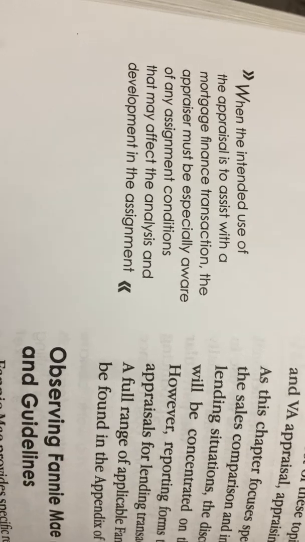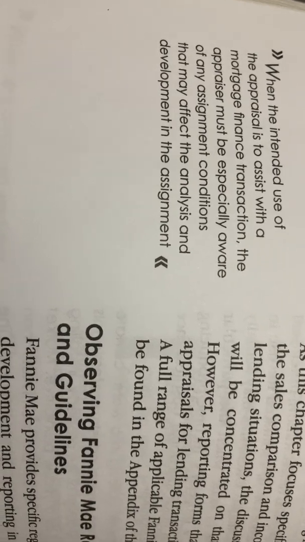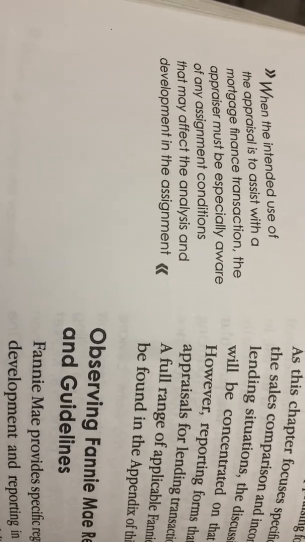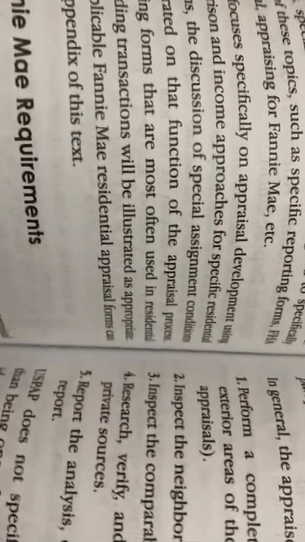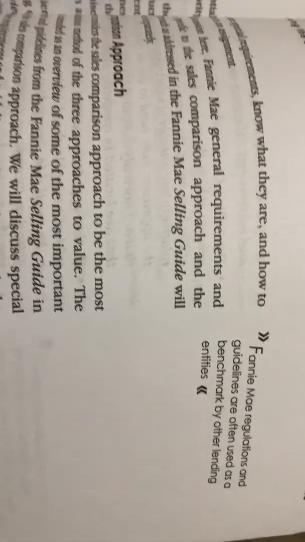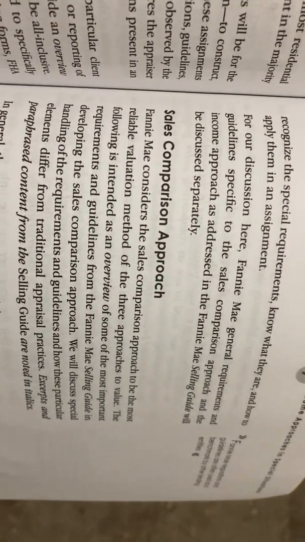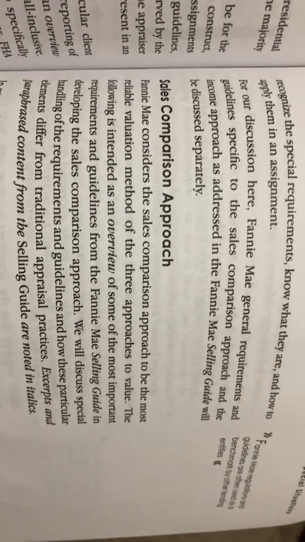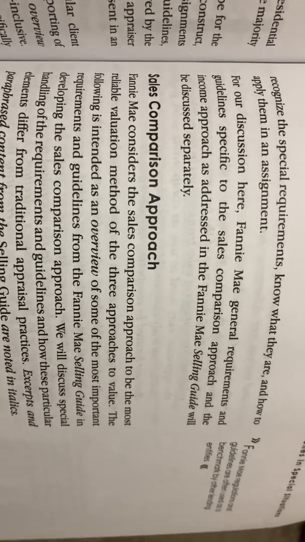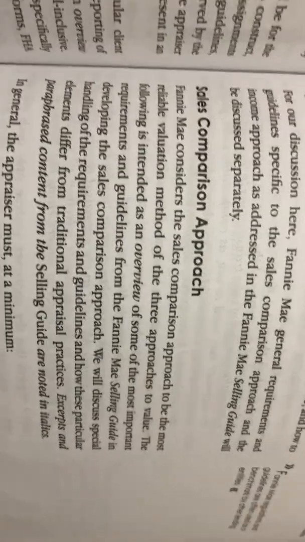When the intended use of the appraisal is to assist with a mortgage finance transaction, the appraiser must be especially aware of any assignment conditions that may affect the analysis and development in the assignment. Fannie Mae regulations and guidelines are often used as a benchmark by other lending entities. For our discussion here, Fannie Mae general requirements and guidelines specific to the sales comparison approach and the income approach as addressed in the Fannie Mae Selling Guide will be discussed separately.